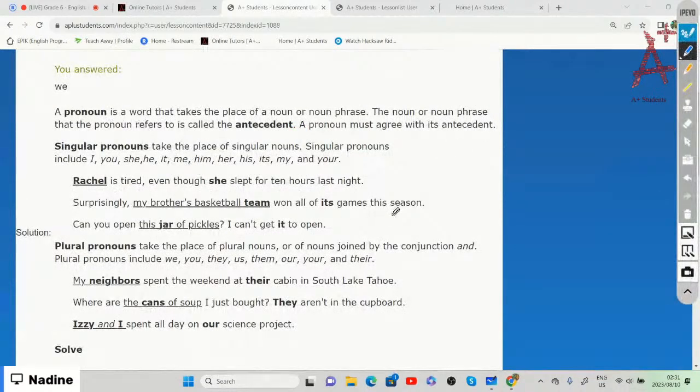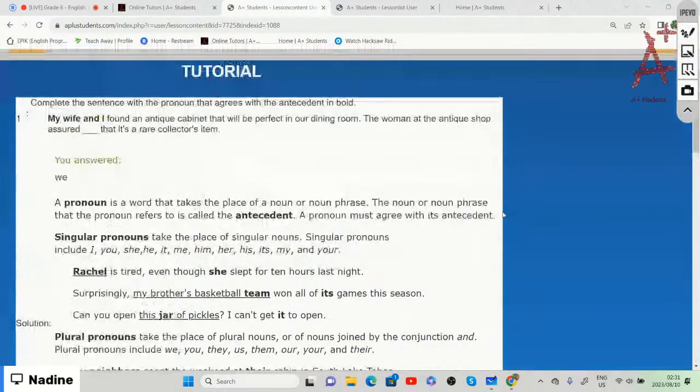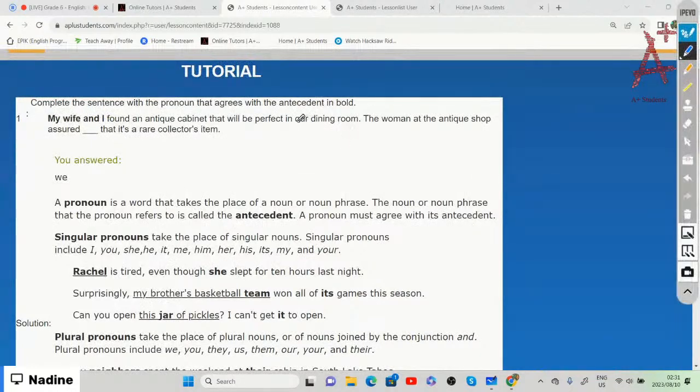So we said, where is this word? We said our, it is referring to my wife and I. So our refers to my wife and I. So the woman at the antique shop assured us that it's a rare collector's item.